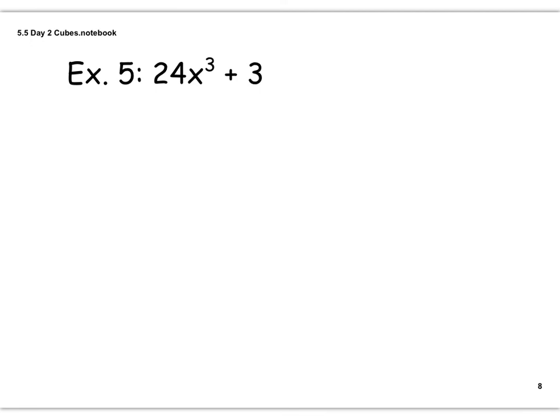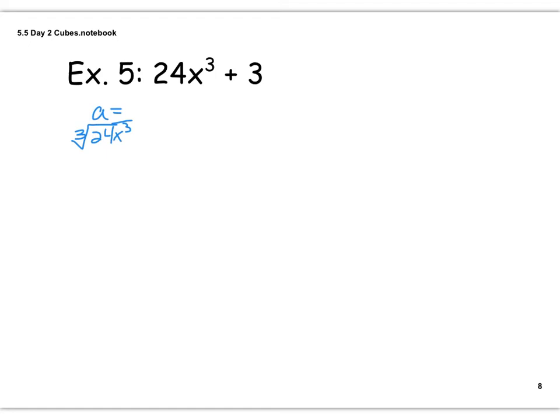All right, we're on problem number 5 here, so we've got 24x cubed plus 3, that's the sum of cubes. My a value is equal to, well, let's see, 24. I can't really come up with the cube root of 24 right off the bat too easily. So let's do a little bit of work here. I've got the cube root of 24x to the third. Now I am going to look for some numbers in there that can be a perfect cube.